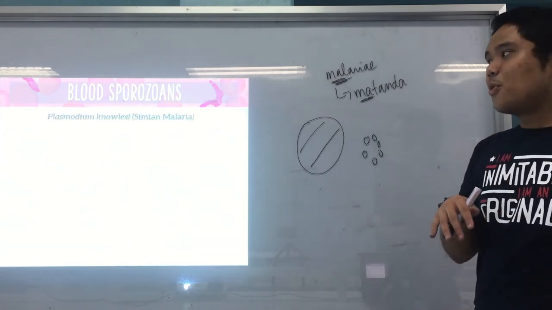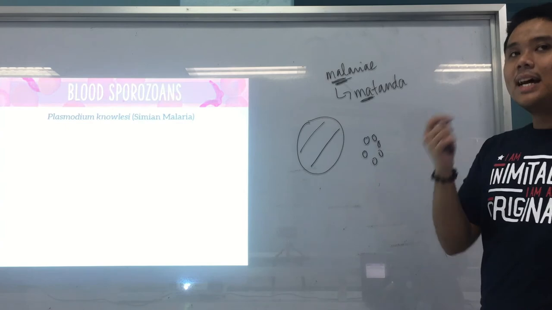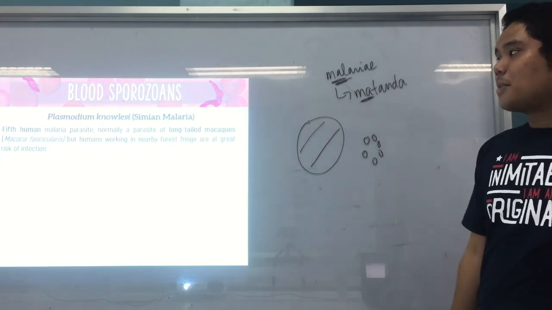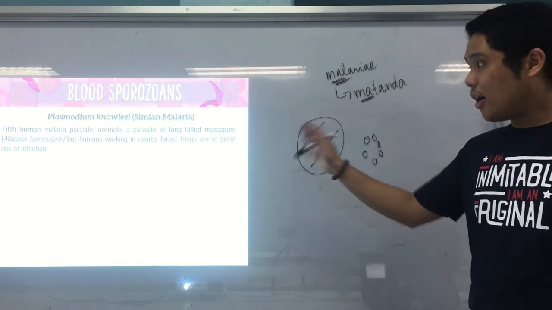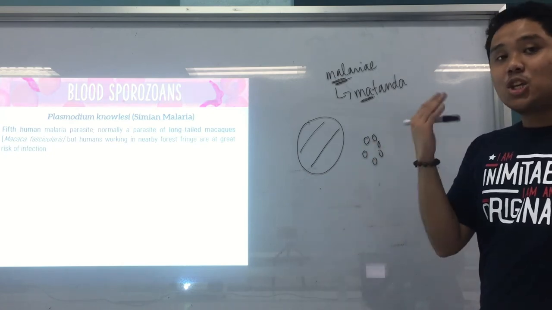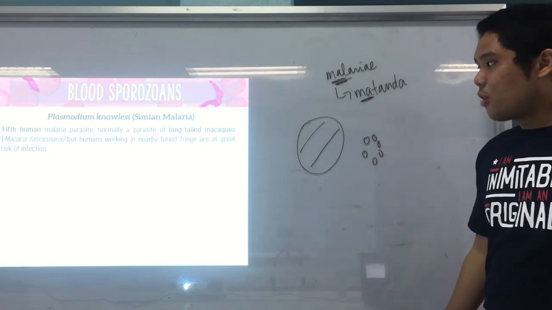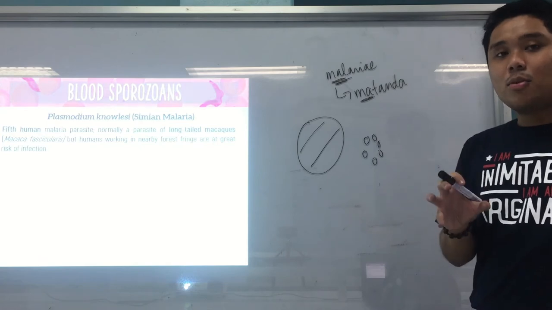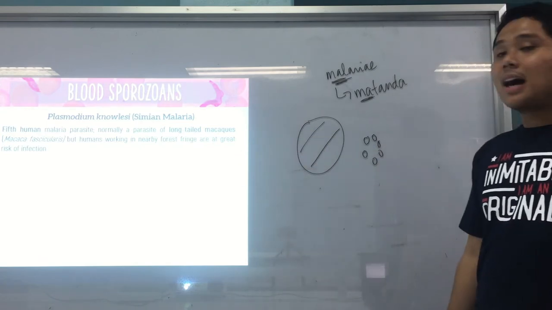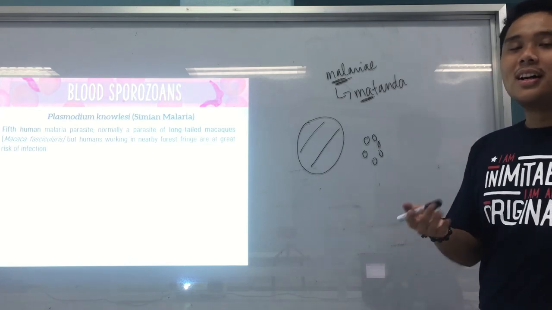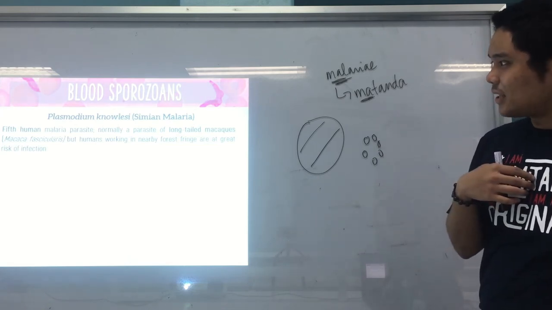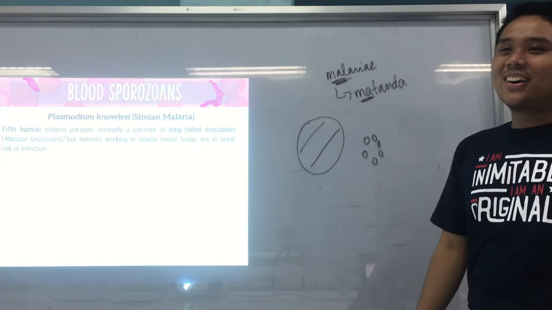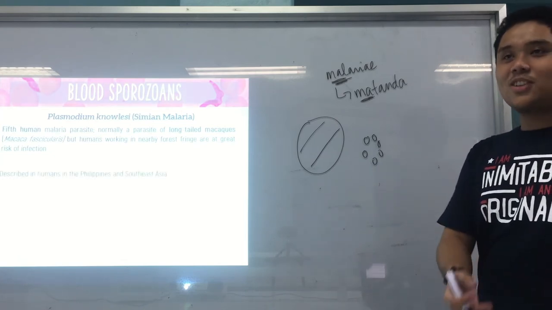And for the last species of Plasmodium, again, the fifth human species of Plasmodium, but again, not common to cause infection, is your Plasmodium knowlesi. Again, the fifth human malarial parasite, normally a parasite of your long-tailed macaque, which are mga monkeys, okay, monkeys. But humans working or living in a nearby forest fringe are at a great risk of infection. And that's how humans get the infection. But generally, Plasmodium knowlesi infects your long-tailed macaque. Okay, these are monkeys, alright? I think, tama ba? Long-tailed. I think monkeys, yeah, if not mistaken, or birds. Oh my gosh, alright, yeah, basta. Okay, alright. It has been described in humans in the Philippines and Southeast Asia, yes.